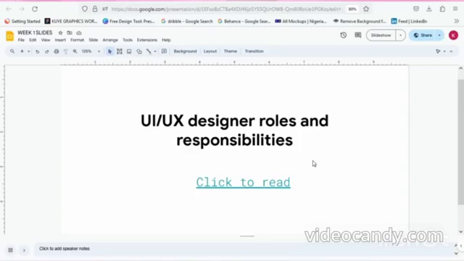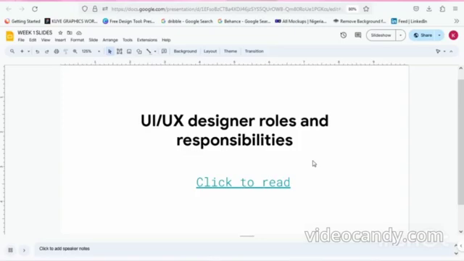The first one is research. You must have good research skills. You must also know how to communicate effectively and adequately, because if you're not communicating properly, how do you explain your designs to developers? So you must know how to communicate effectively.